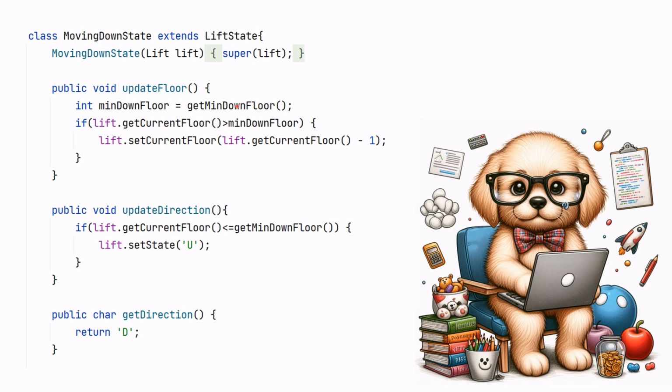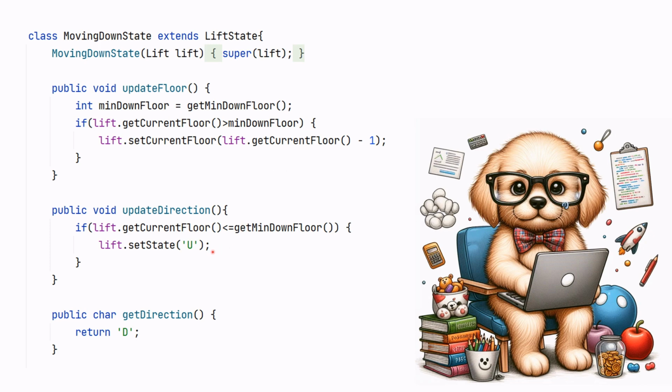Here the min down floor is the minimum floor at which the lift needs to go to serve its current request and before changing its direction or state. So what update floor does is it checks whether the lift has reached its minimum point, that is get min down floor. If it has not reached this, then it means that the lift will still go down. So it does lift dot get current floor -1.